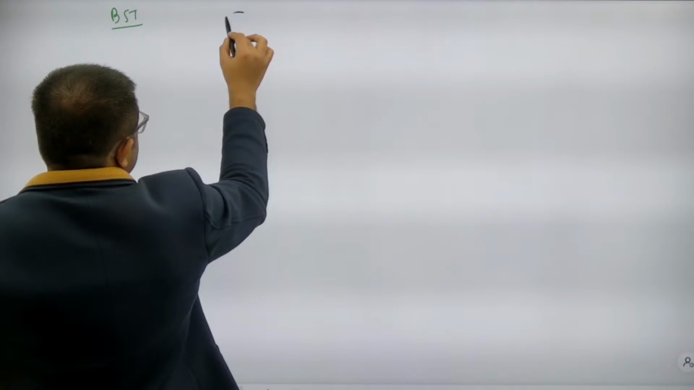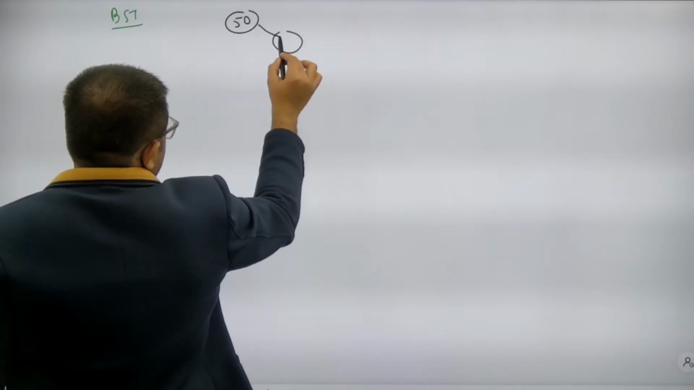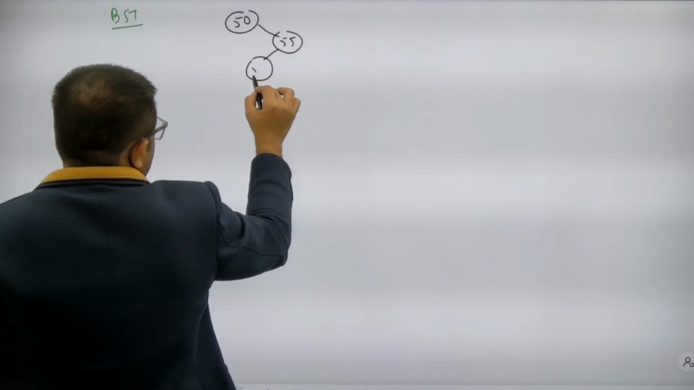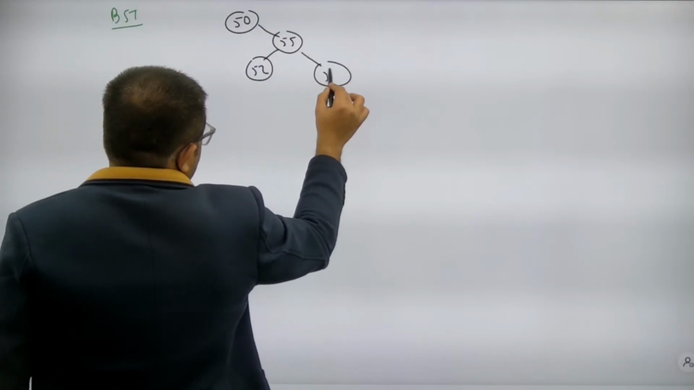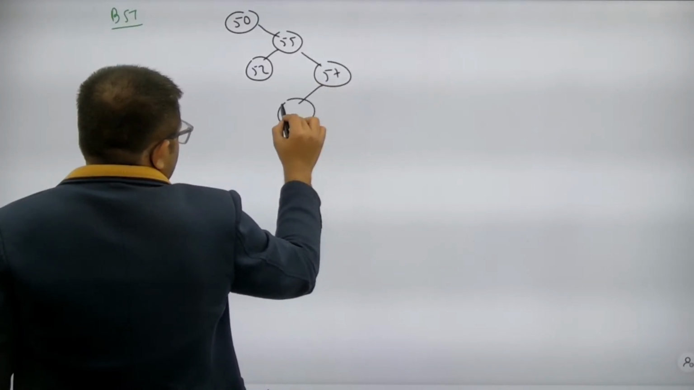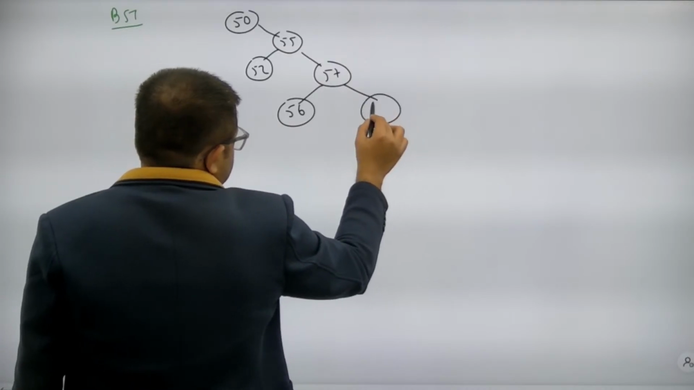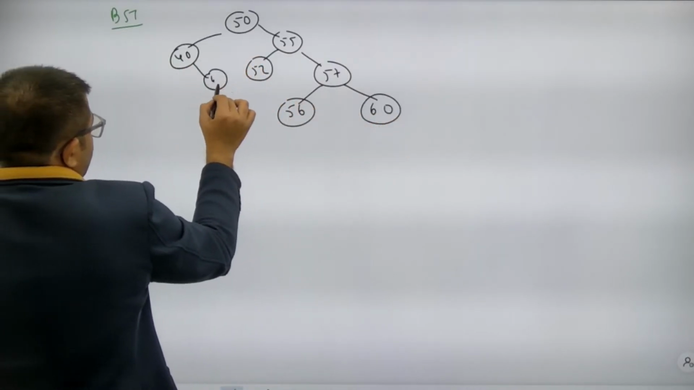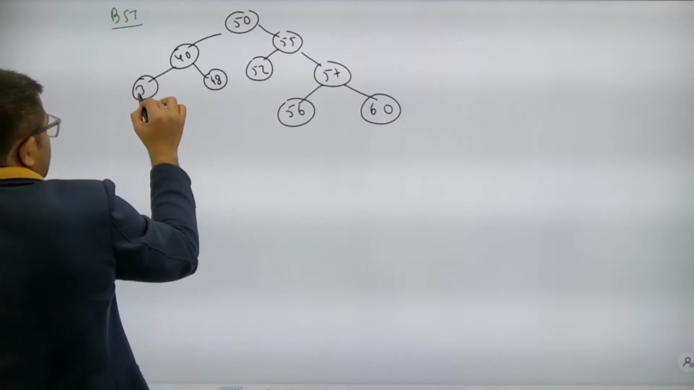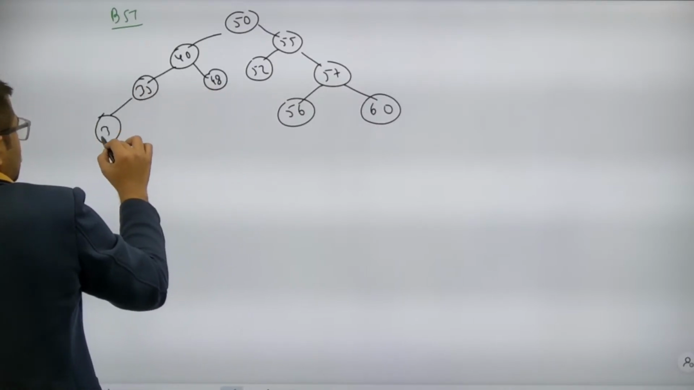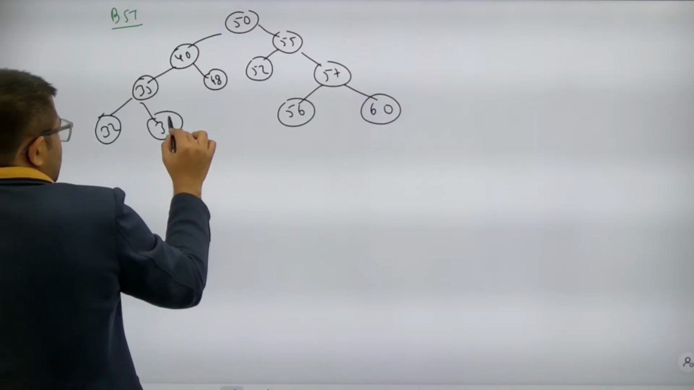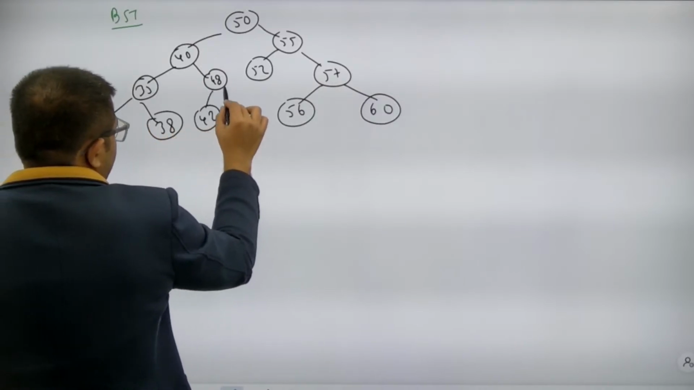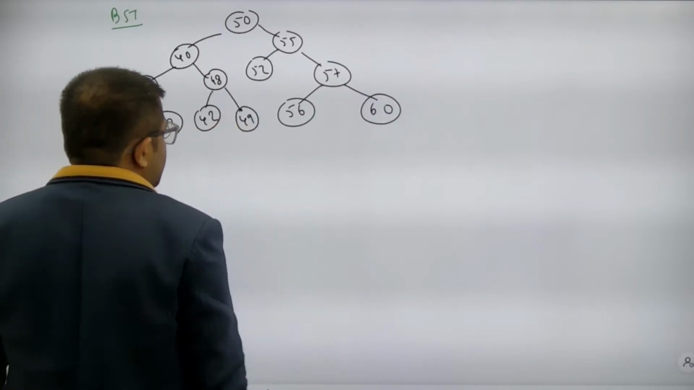So let's say this is my node 50. Here I have 55. Here I have 52. Here I have 57. Here I have 56, here I have 60, here I have 40, here I have 48, here let's say I have 35, here I have 32, here I have let's say 38, here let's say I have 42, here let's say I have 49.